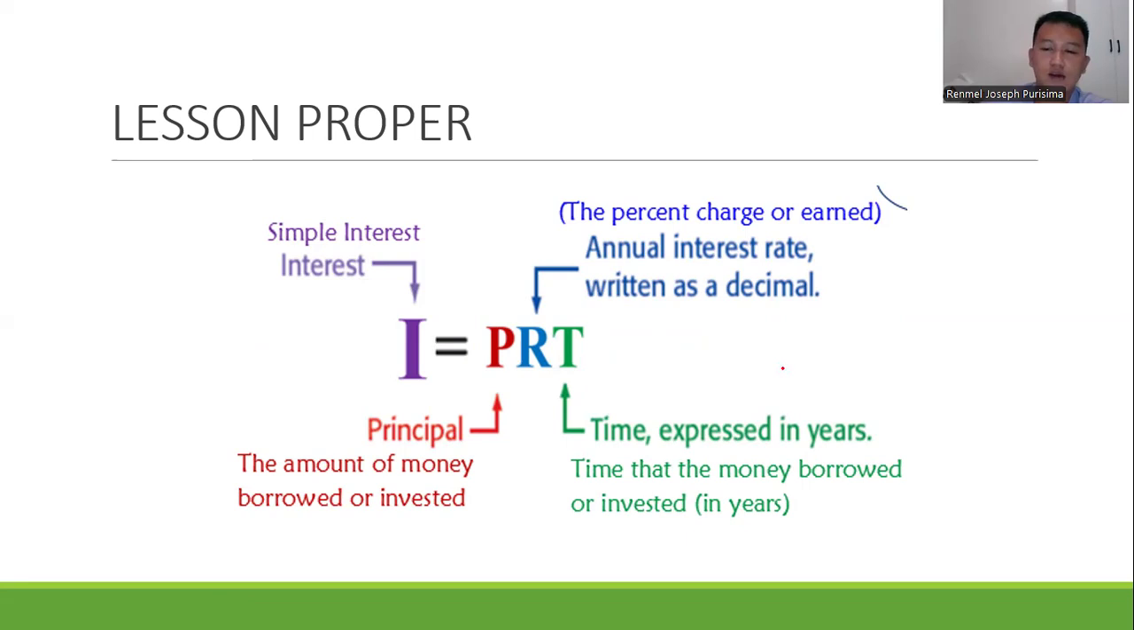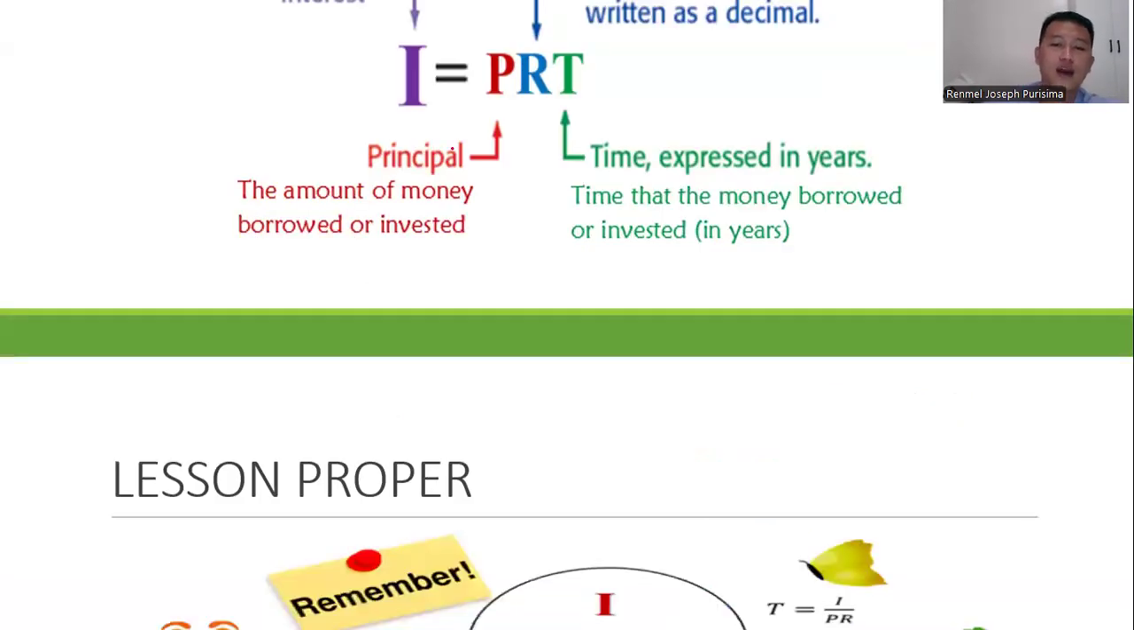For other examples where the time is represented in months, we need to convert it first to years. For example, we have 6 months. To convert this into years, we simply divide it by 12, because there are 12 months in a year, which leads us to 0.5 years.